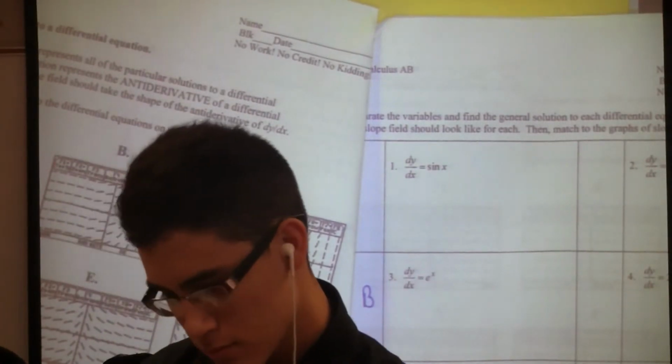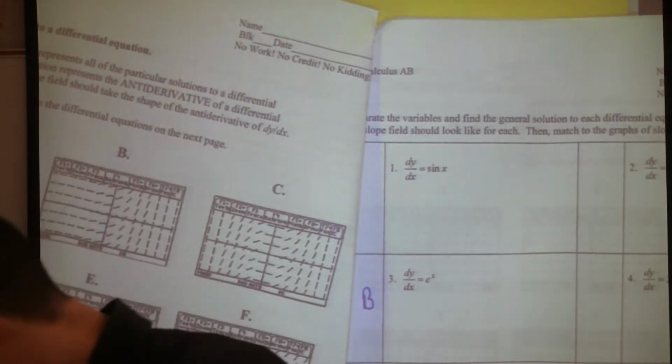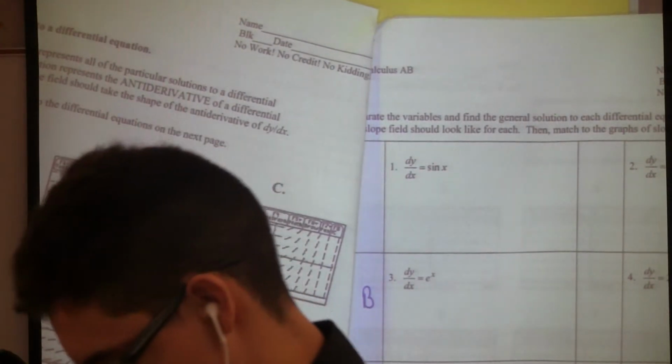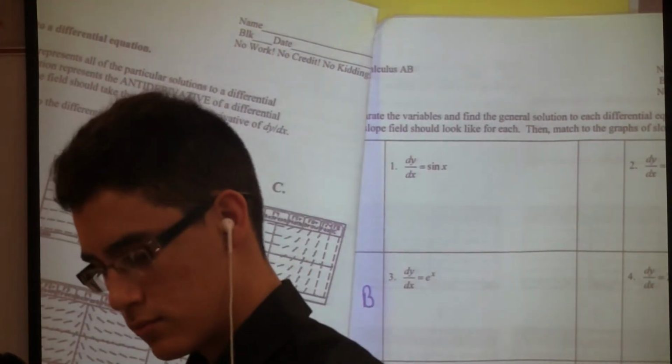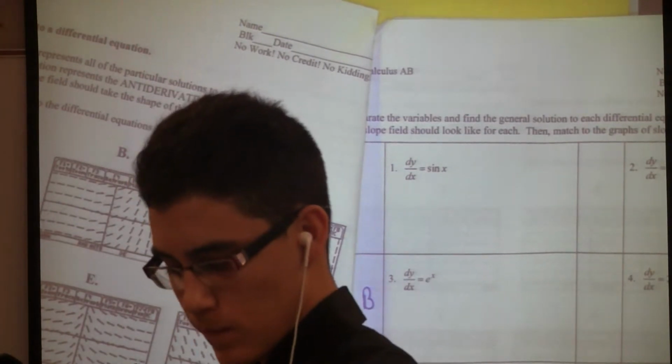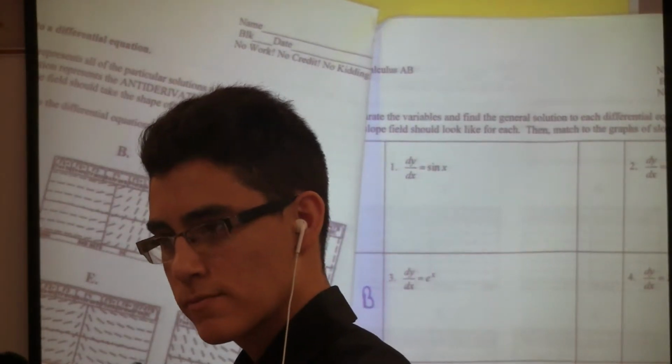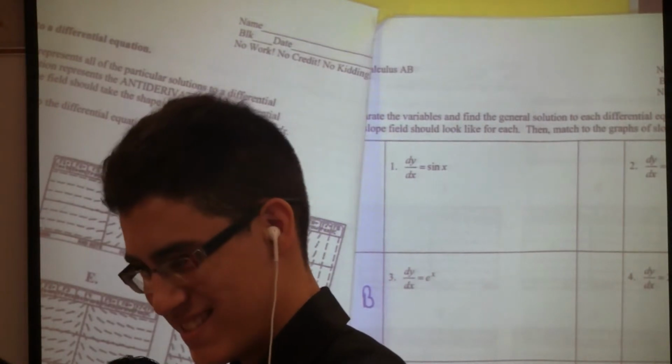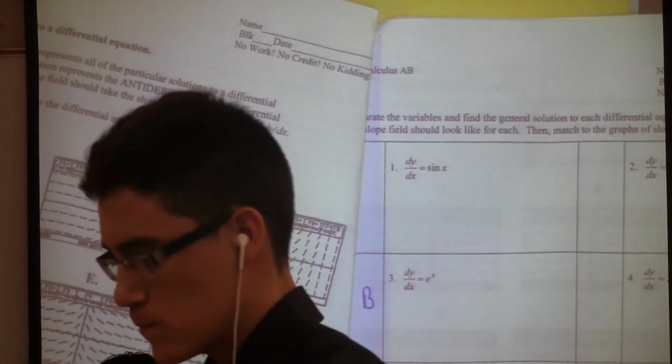That works? These are the antiderivatives. Like when you see here, these are the antiderivatives. But the slopes themselves are... these are anti-derivatives.